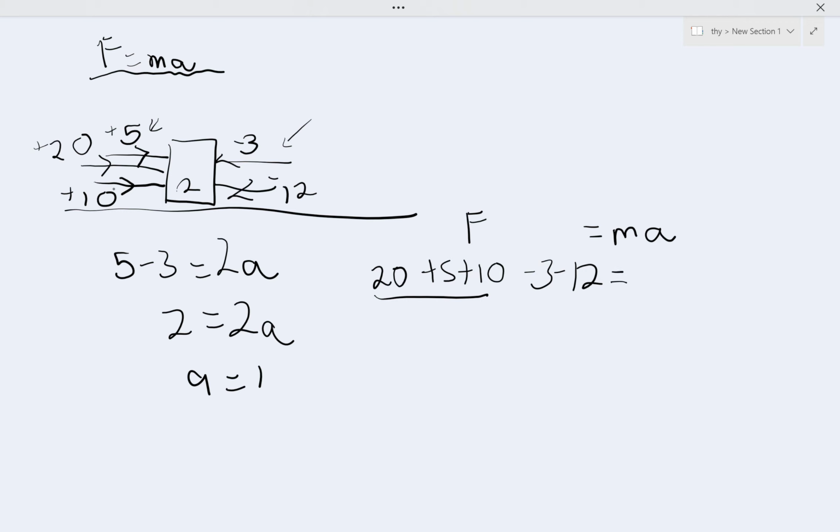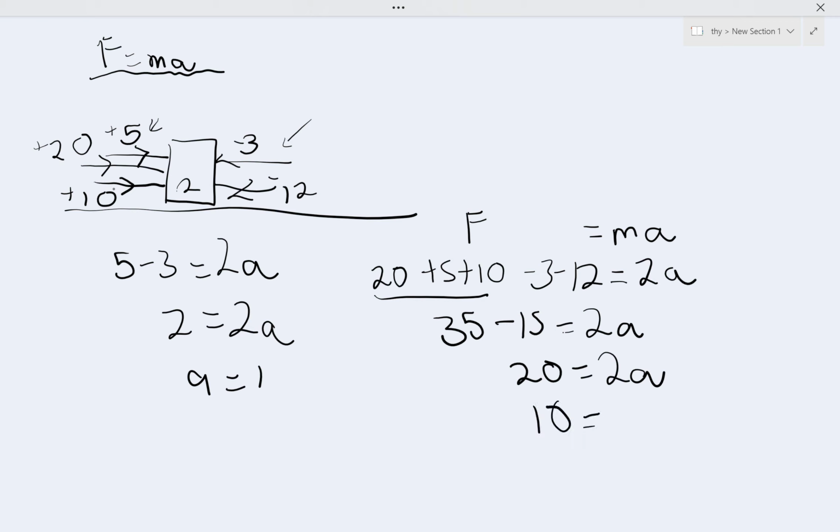So what's the mass? 2 times the acceleration. If we try to calculate this, 20 plus 5 plus 10 is 35, minus 15 is equal to 2a. So 20 is equal to 2a, so 10 is equal to a.